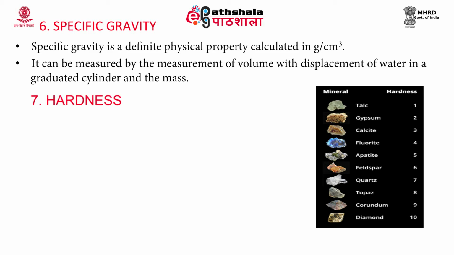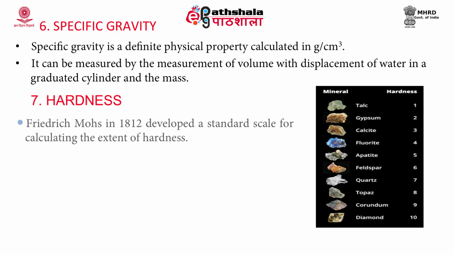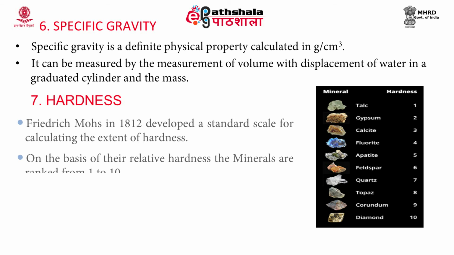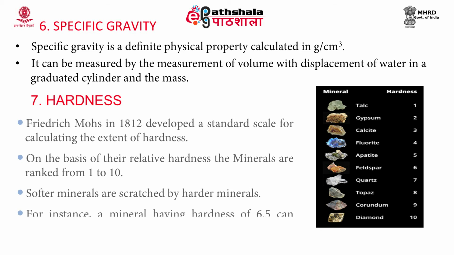Next is hardness. Friedrich Mohs in 1812 developed a standard scale for calculating the extent of hardness. On the basis of relative hardness, the minerals are ranked from 1 to 10. Softer minerals are scratched by harder minerals. For instance, a mineral having a hardness of 6.5 can scratch feldspar but not quartz.